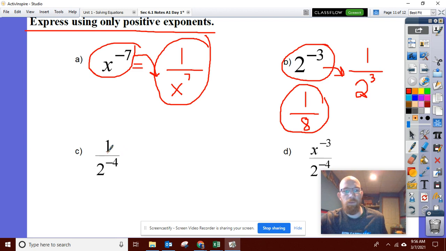All right, finally, we have ones that are on the bottom here. Uh-oh. This one's in the base, so we need to move this. This one's in the basement of the fraction, right? So we're going to move this to the top. If you move this to the top, there's going to be nothing on the bottom. We just have 2 to the 4th power. It becomes positive.